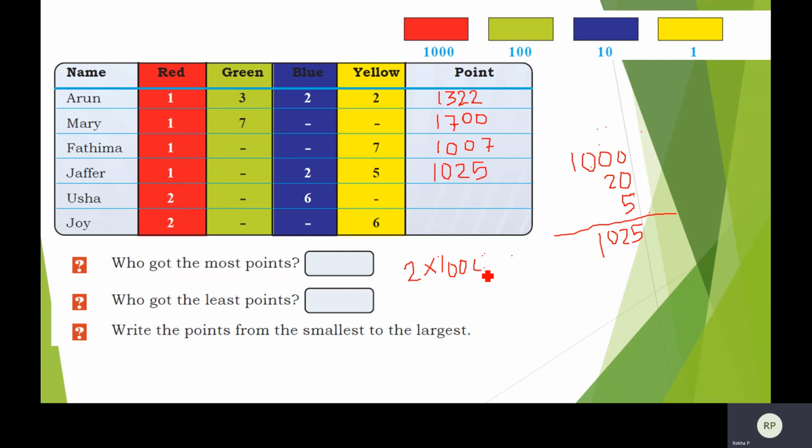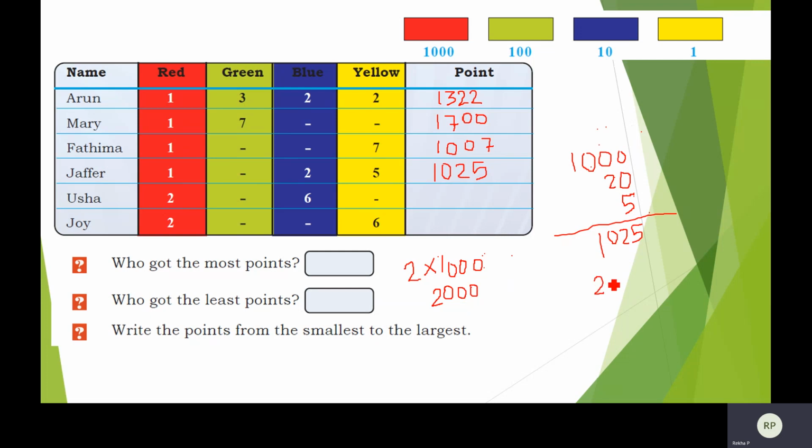If you want to multiply any number with 1000, write that number and put 3 zeros. It's the same way with 10, which has only 1 zero. If you want to multiply any number with 10, write that number and put 1 zero towards the right. If you want to multiply any number with 100, 100 contains 2 zeros, right? Write that number and towards the right put 2 zeros. And the same way, if you want to multiply any number with 1000, write that number and put 3 zeros towards the right. So 2 with 3 zeros towards the right, what will you get? You will get 2000.